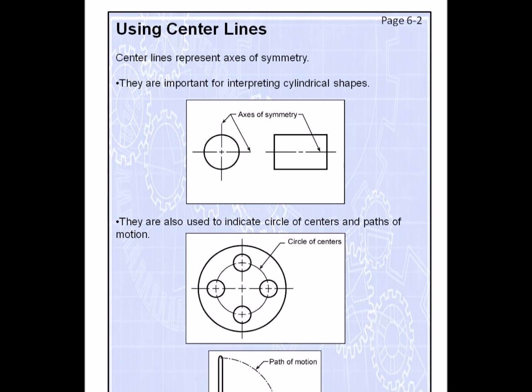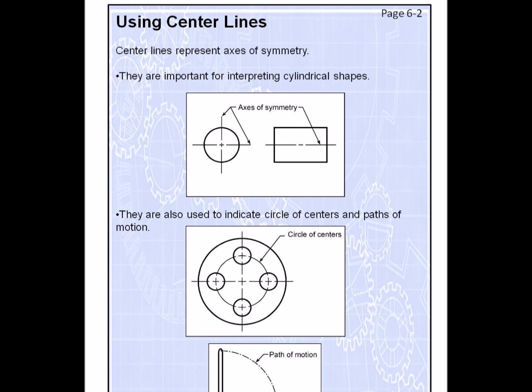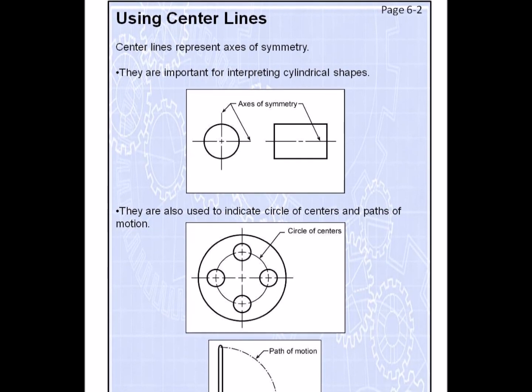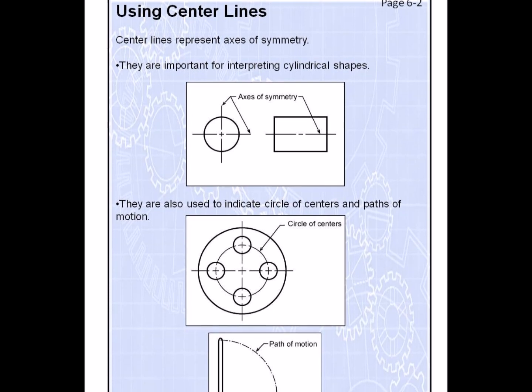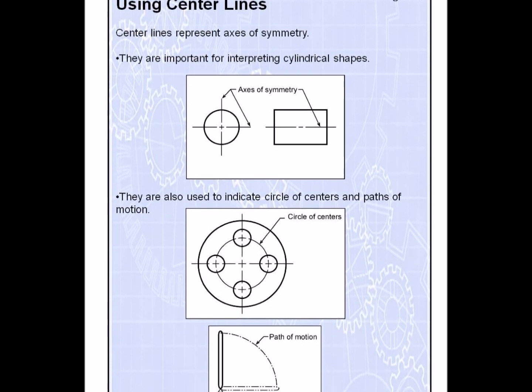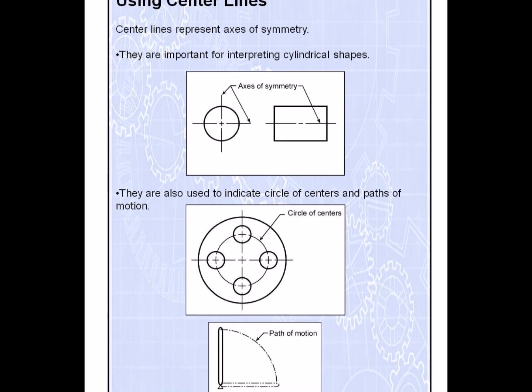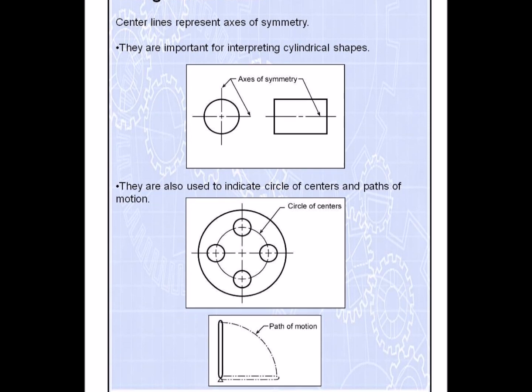Center lines are used to indicate lines of symmetry. Their most common use is to indicate the axes of holes and cylinders. A center line may also be used to indicate a circle of centers or paths of motion. A circle of centers is a circle that indicates where the centers of multiple holes or features lie.